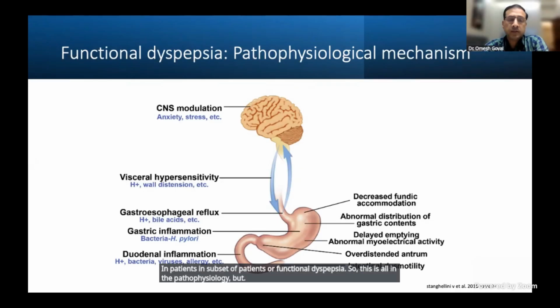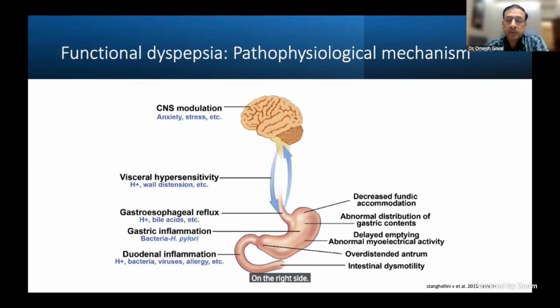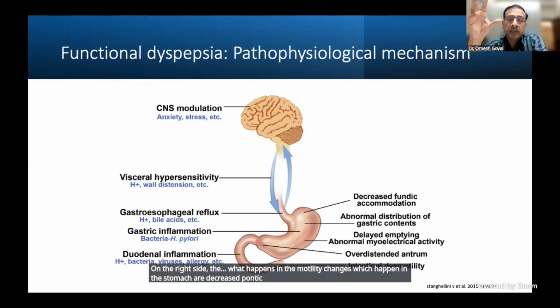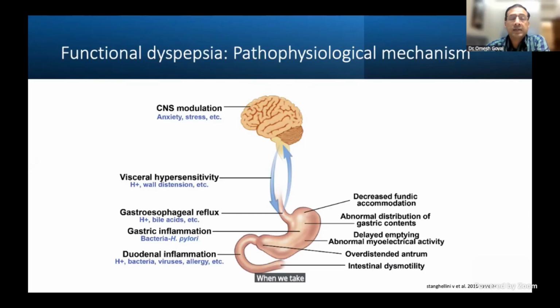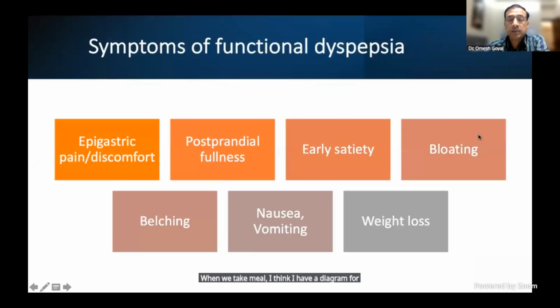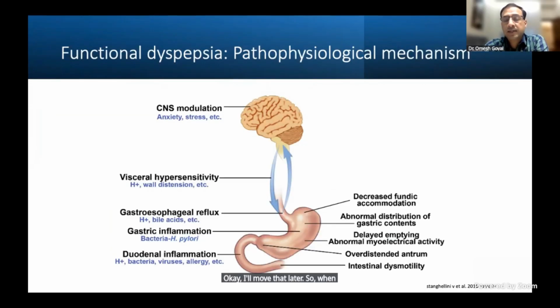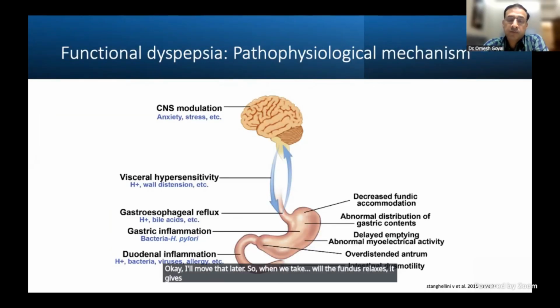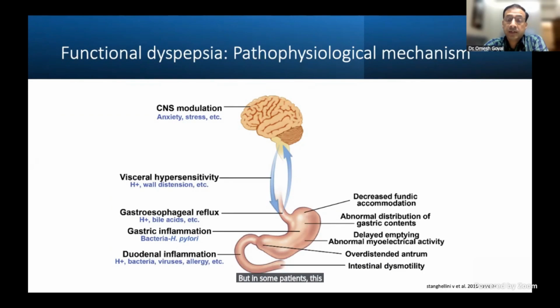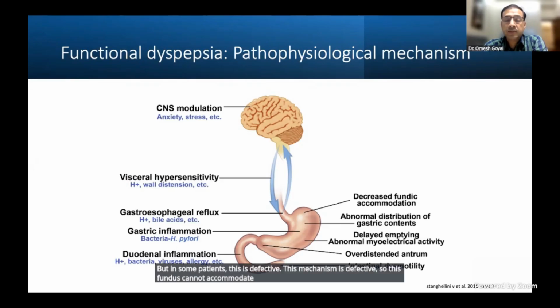But on the right side, the motility changes which happen in the stomach include decreased fundic accommodation. That is, when we take a meal, I think I have a diagram for this in the subsequent slides. Okay, I'll move to that later. So when we take a meal, the fundus relaxes. It gives space for the food to stay there. But in some patients, this mechanism is defective. So the fundus cannot accommodate, and this will lead to the postprandial type of dyspepsia, the PDS symptom, which we call.